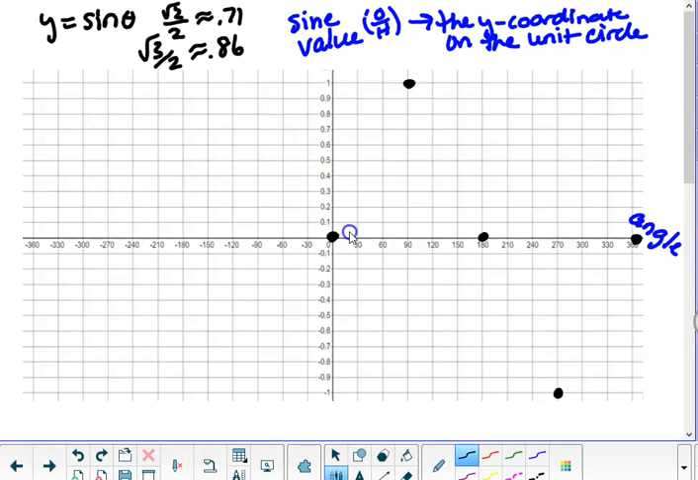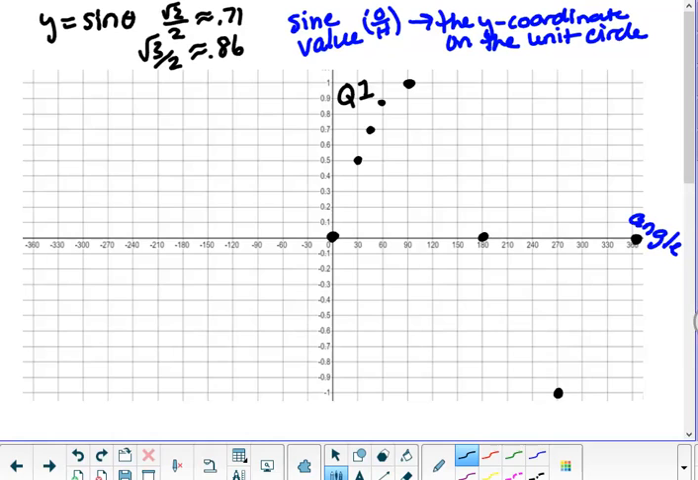Now let's see what it's doing in between. As we move up from 0 to 90 in quadrant 1, we're seeing the y values get bigger. At 30 degrees, the y value is 0.5, or 1/2. At 45 degrees, notice that's in between the grid marks of 30 and 60. We're at square root of 2 over 2, which is 0.7. At 60 degrees, we're at square root of 3 over 2, which is about 0.86, just a little under the 0.9 here. So this is what's happening in quadrant 1.